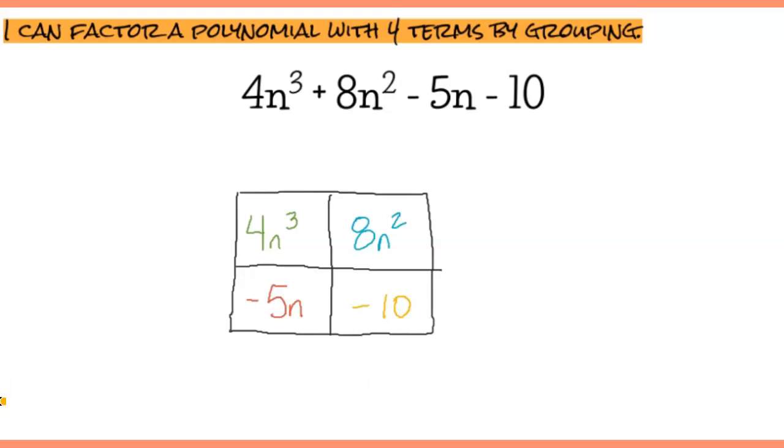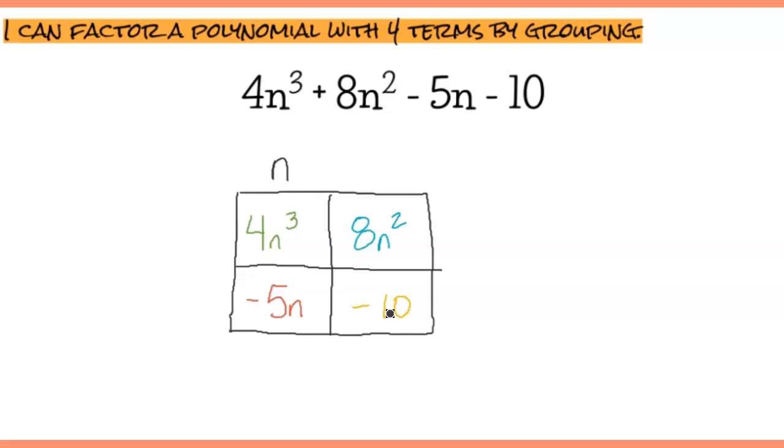All right, now I need to find the GCF from each column and each row. So I'm going to look for the GCF in this column here. So 4 and 5 don't have anything in common. And n cubed and n, the only thing they have in common is 1n. So n's going to go up top. Then I've got an 8 and a negative 10.